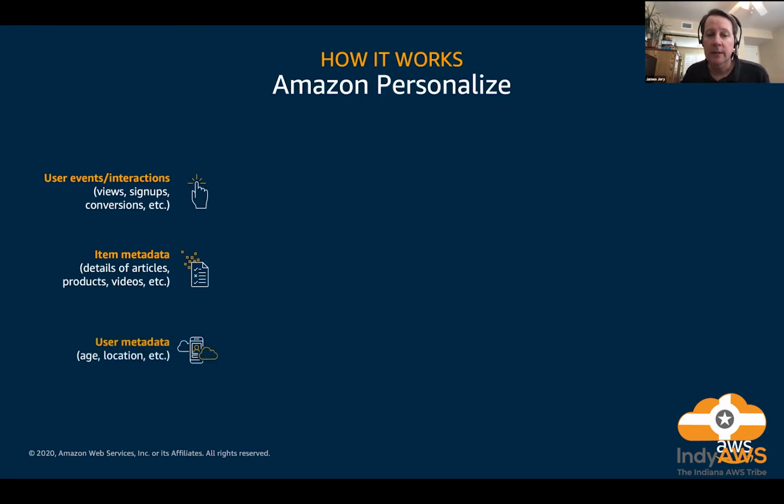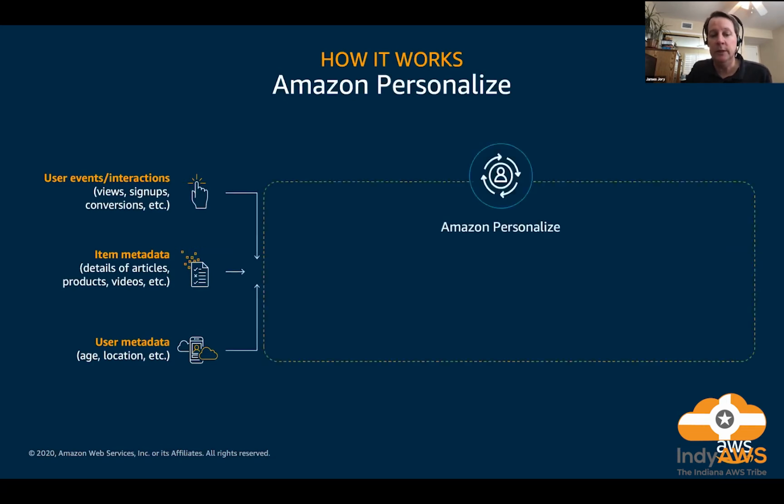And then the third data set type is information about your users. So this could be their age, location, their subscription tier in your product. Again, really anything that helps Personalize better understand the behavior in that top data set. Once you have these data sets prepared, you can import them in bulk as CSV files into Amazon S3, and you can upload them into Personalize using import jobs. You can also stream these data sets into the service in real time.